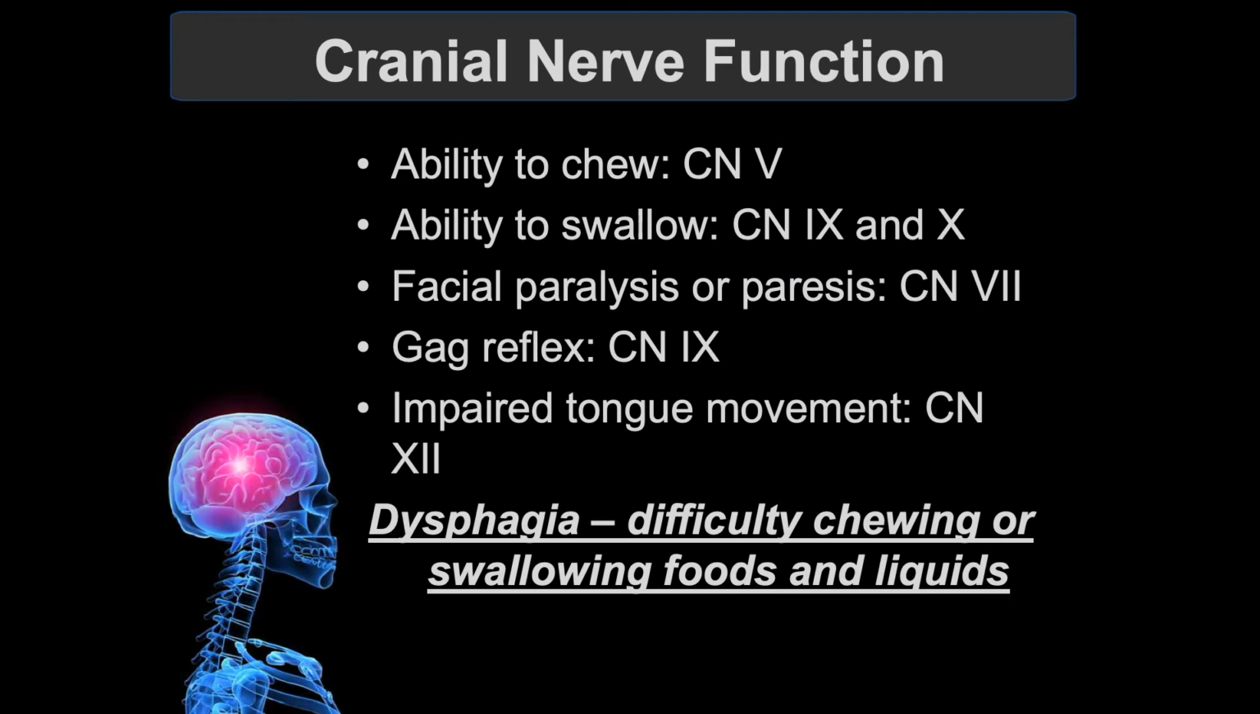An important part of any total nervous system assessment includes assessment of the cranial nerves and cranial nerve function. The nurse should recall that the ability to chew is mainly governed by cranial nerve 5, the ability to swallow, cranial nerves 9 and 10. Facial paralysis or paresis can be traced back to cranial nerve 7. The gag reflex is affected by cranial nerve 9, and impaired tongue movement by cranial nerve 12. All of these, remember, can lead to dysphagia, the dangerous condition of having difficulty chewing or swallowing foods or liquids.